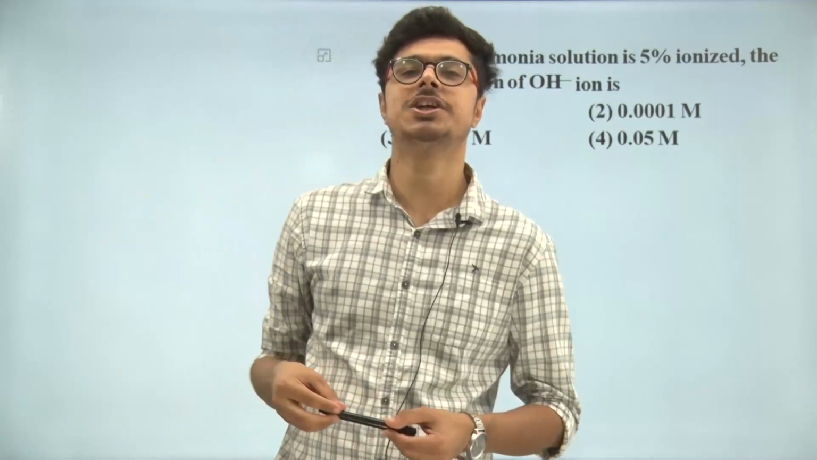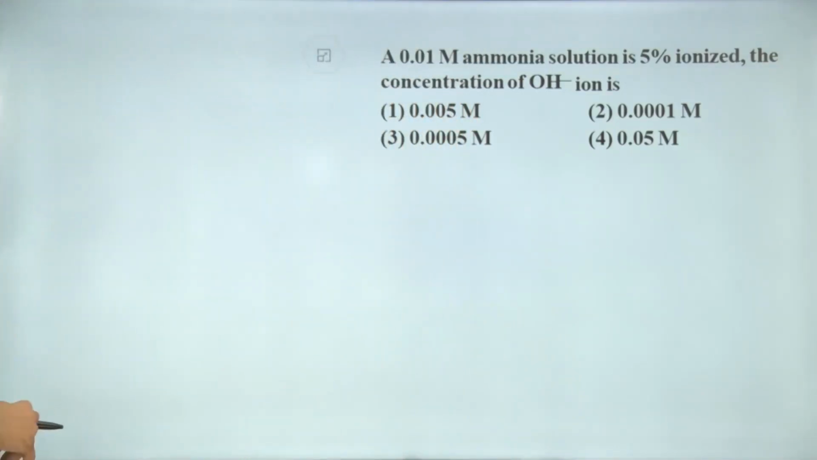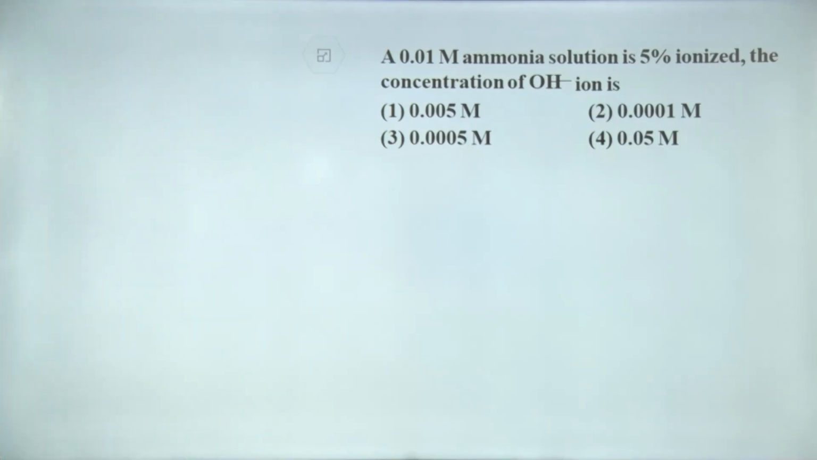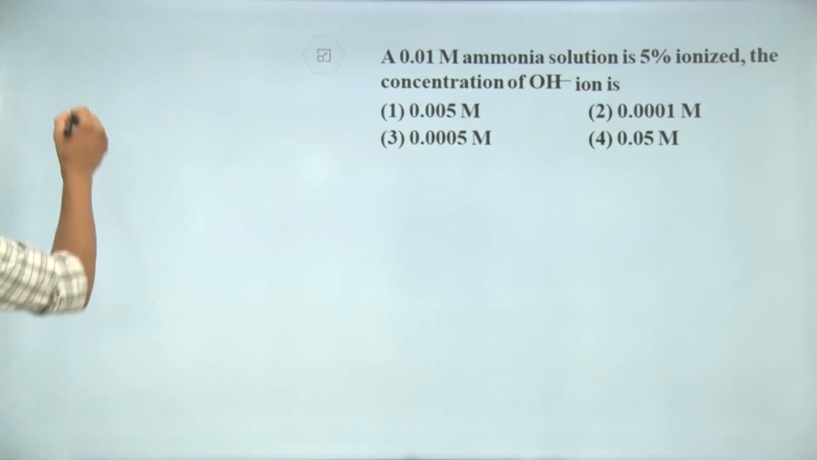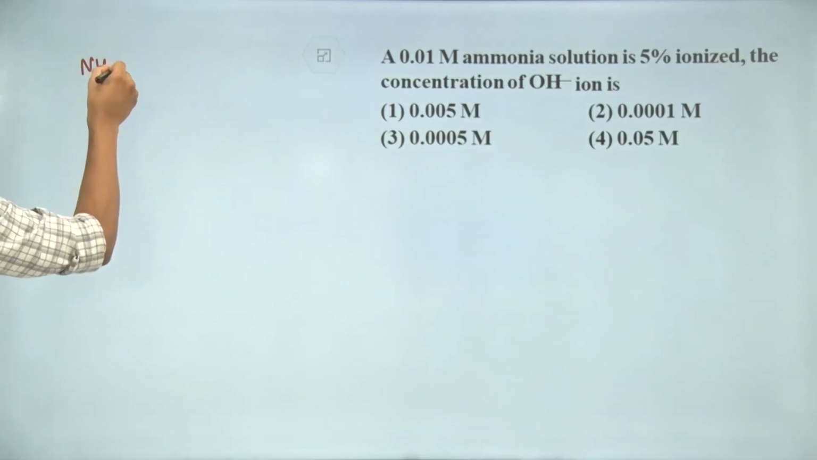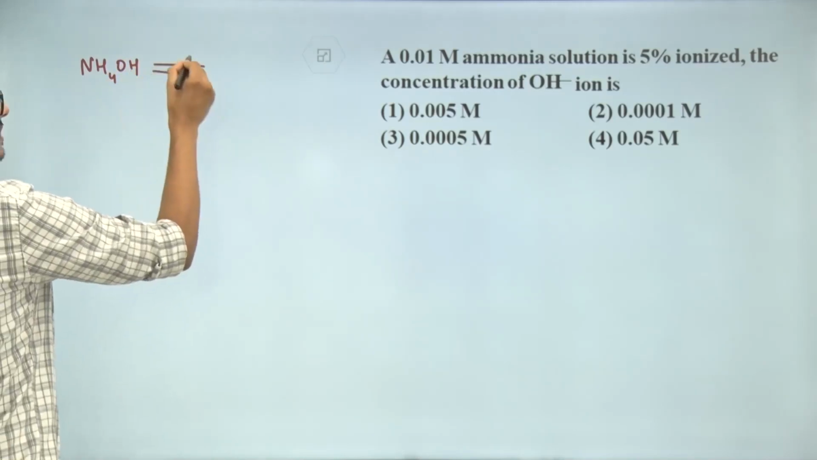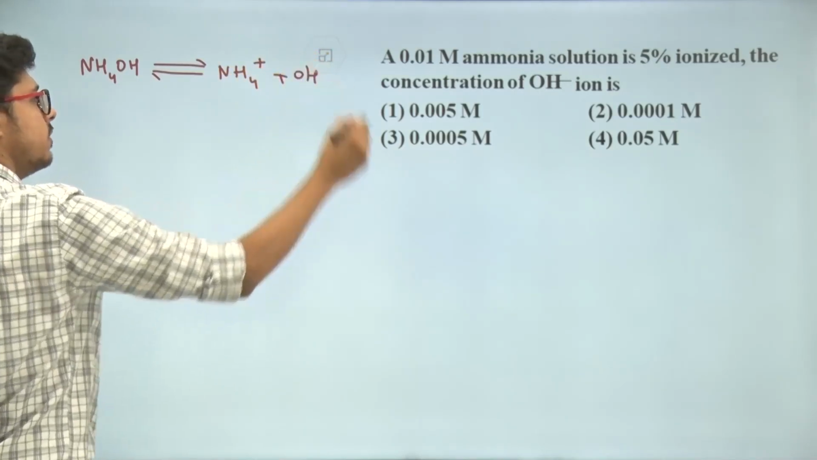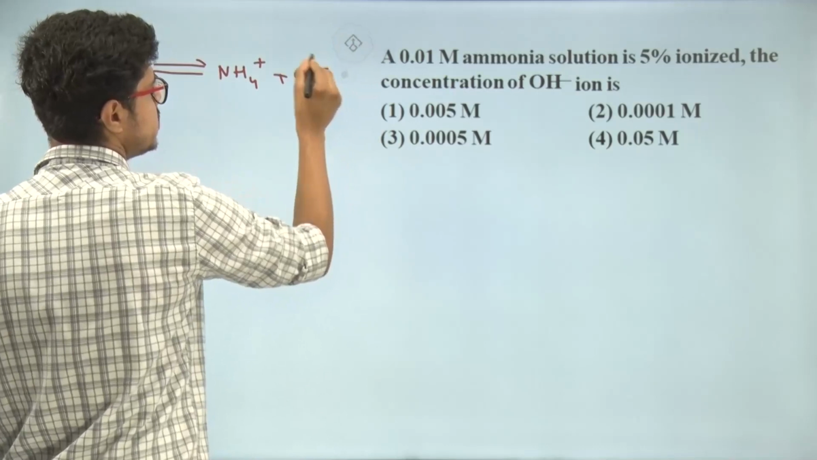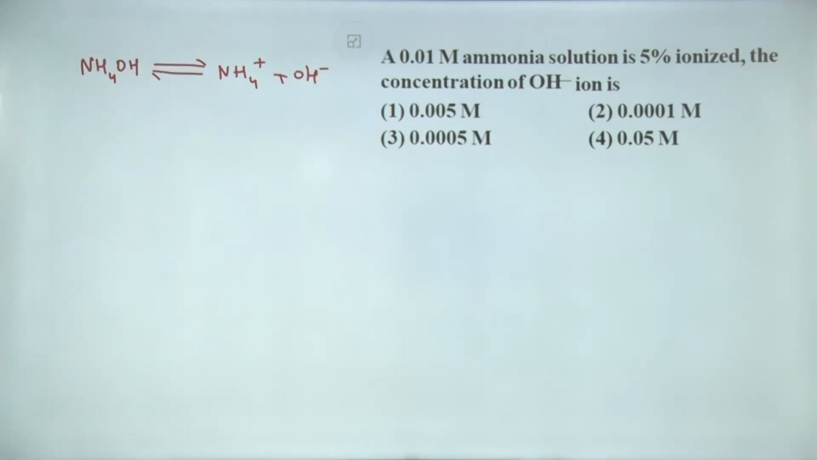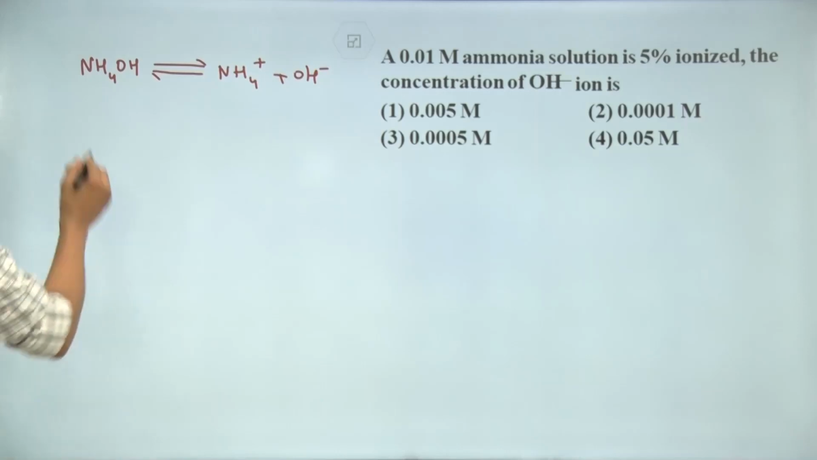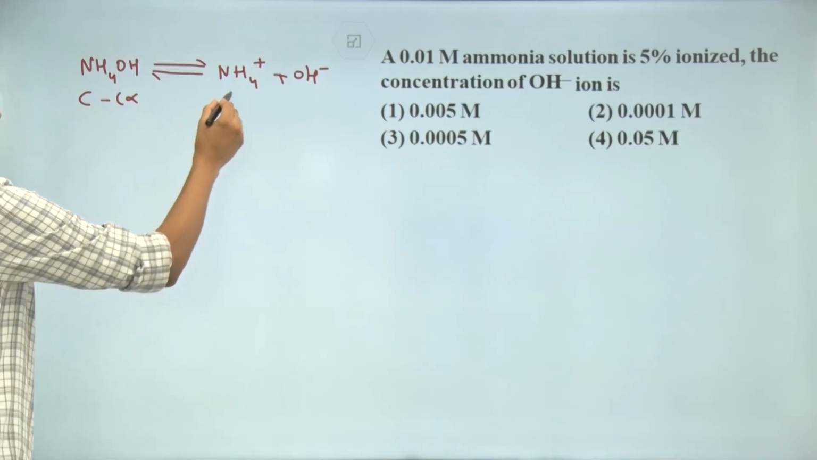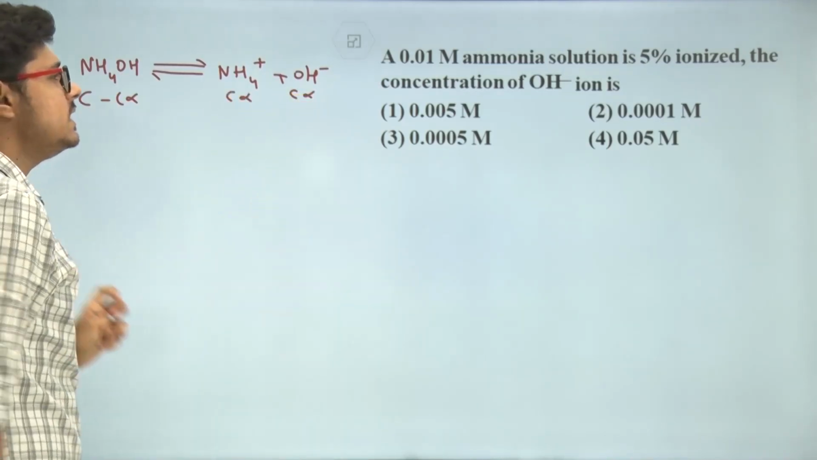Hello students, coming to the next question. Our next question is: a 0.01 molar ammonia solution is 5% ionized. The concentration of OH minus ions is. So ammonia, basically NH3, or I can write this as NH4OH. Now if it dissociates, it will be dissociated into NH4 plus and OH minus. Suppose the initial concentration will be C and it will dissociate C alpha. So this will become C alpha and this will become C alpha.